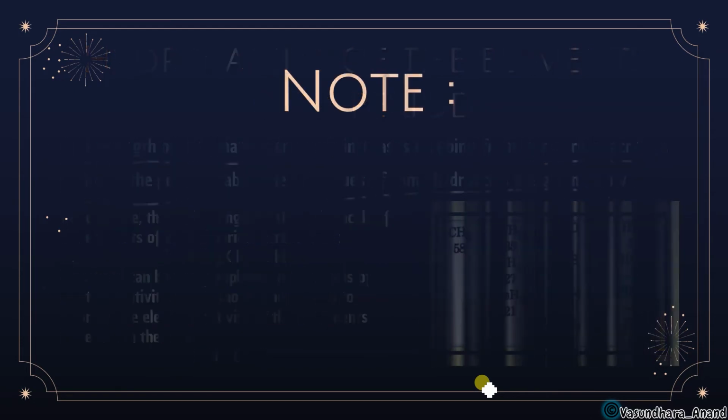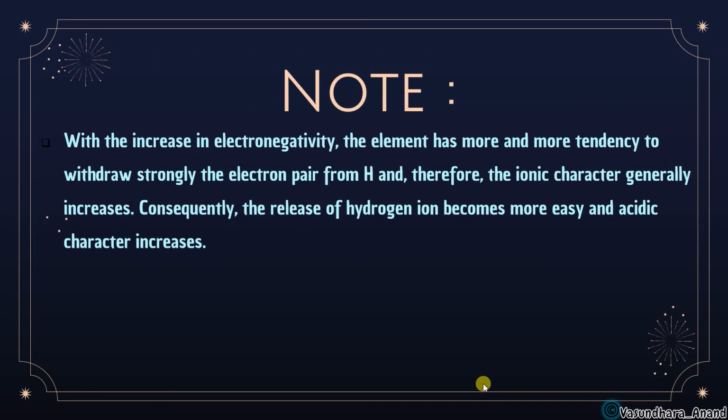So now the next thing is the note to be learned. With the increase in electronegativity, the element has more and more tendency to withdraw strongly the electron pair from H, and therefore the ionic character generally increases, and consequently the release of hydrogen ion becomes easier and acidic character increases. So why on increasing electronegativity does the acidic character increase? That is the reason. Yes.